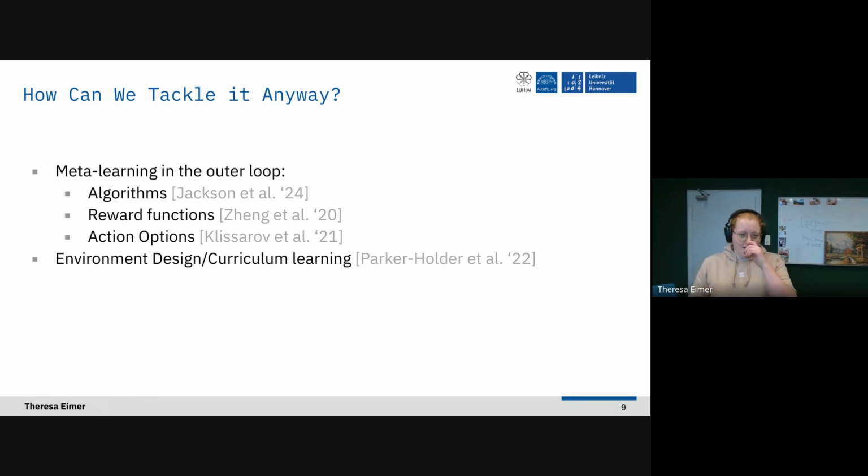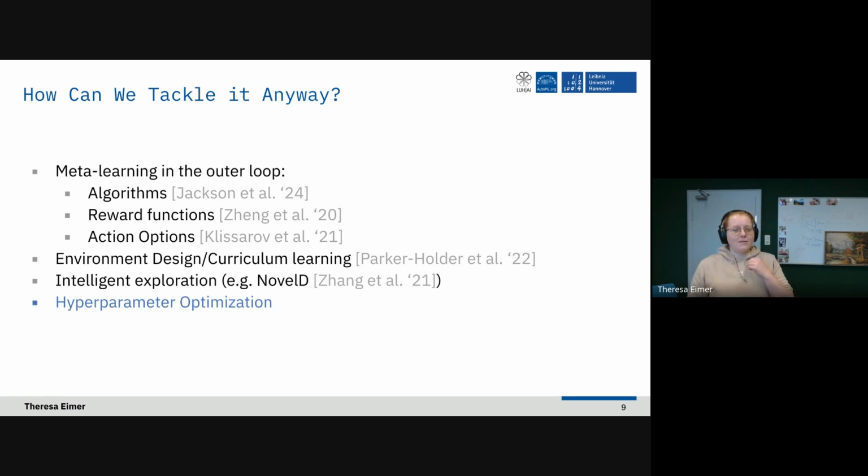Another successful example is curriculum learning environment design, where again, we kind of try to do these things at once, so exploration and the data generation, so that we ourselves have to do less. Some intelligent exploration, but what I really want to talk about is the thing where we haven't done it very well yet. That's hyperparameter optimization.